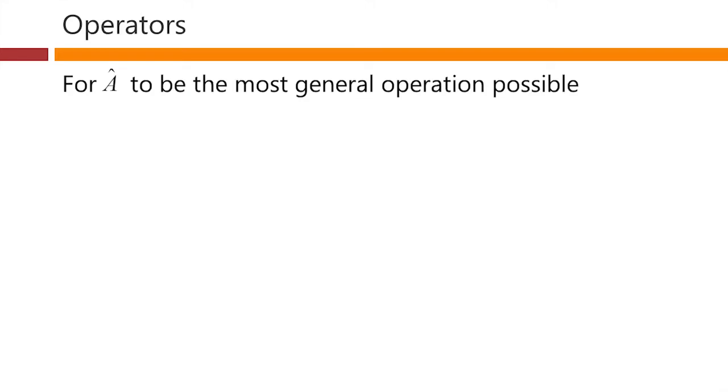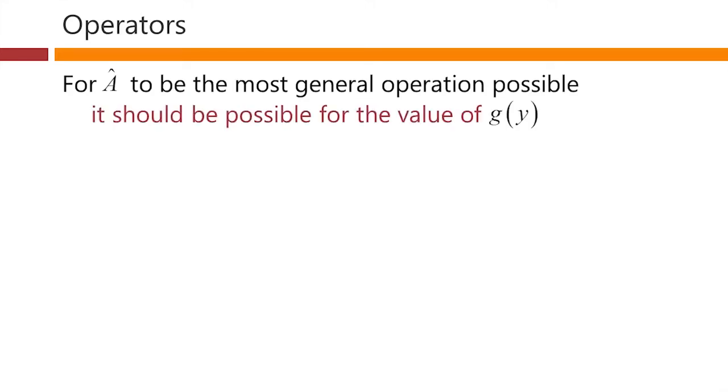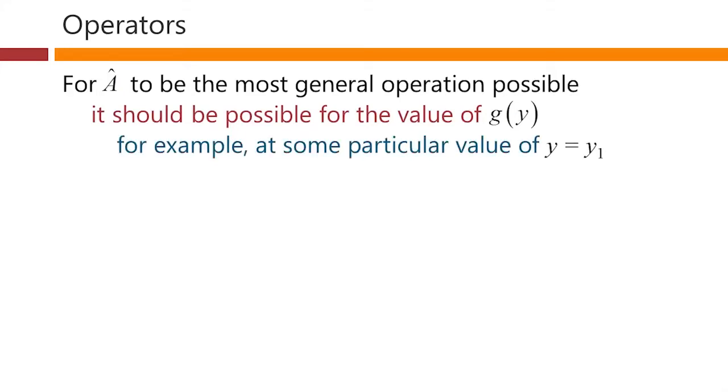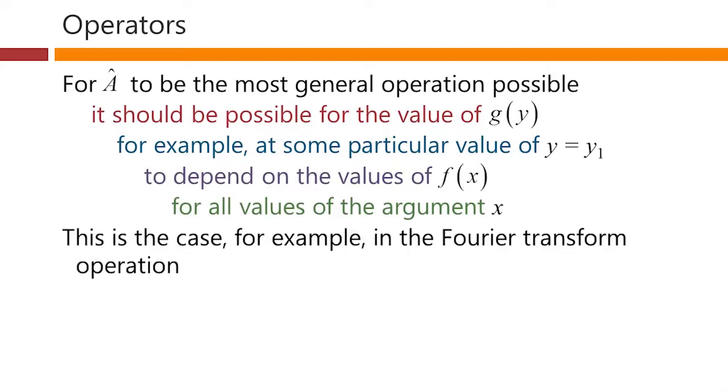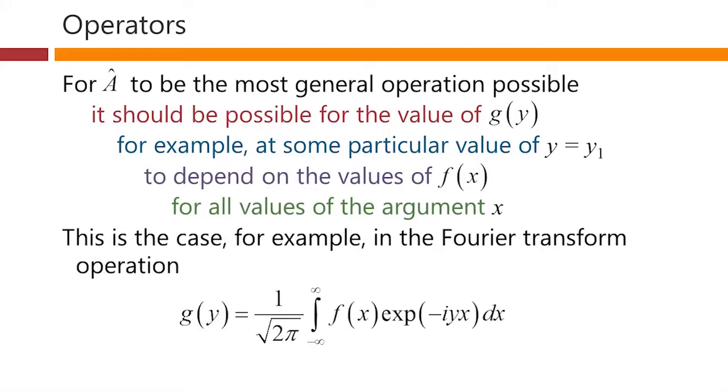Now, for A to be the most general operation possible, it should be possible for the value of g of y at some specific argument, y1 for example, to depend on the values of f of x for all of the possible values of the argument x. This is the case, for example, in the Fourier transform operation we just looked at. This is actually a linear operation, as will become clear. And here we've got g of y being dependent on f of x, possibly at all of its arguments, because we're integrating with some factor in here over all of the possible values of x.